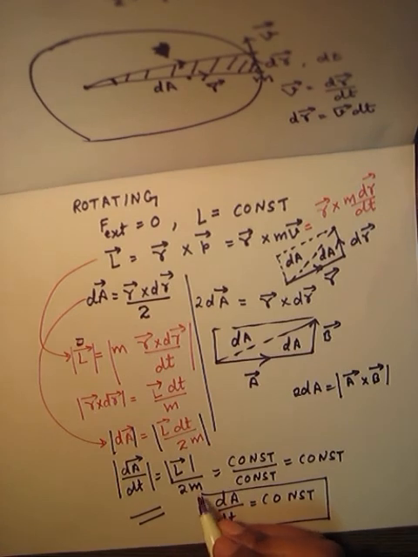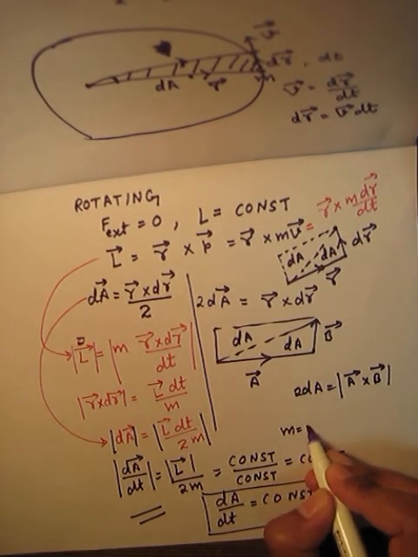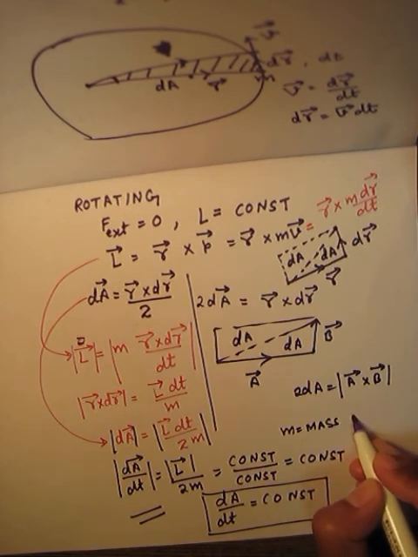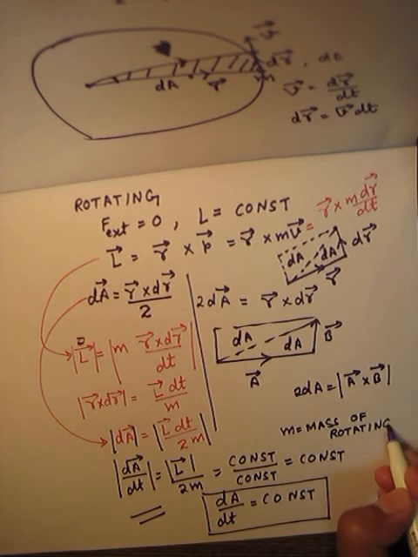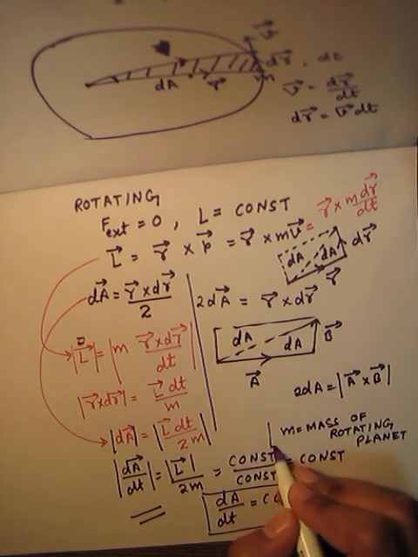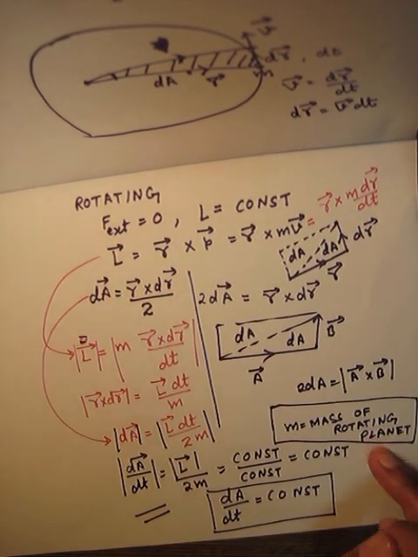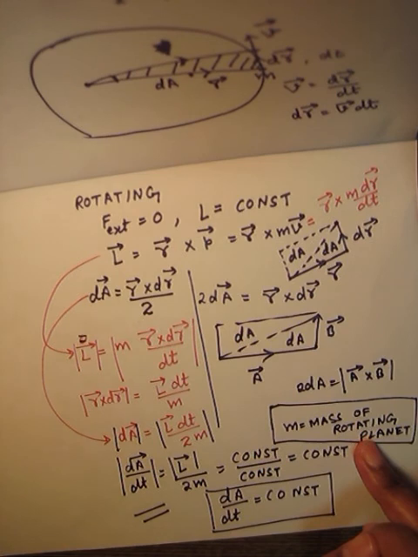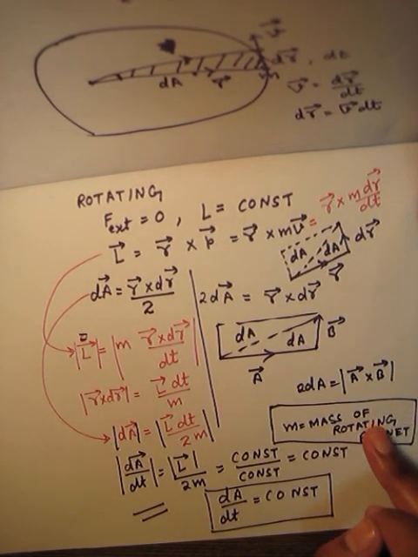But what we have to remember from here is that this m is actually the mass of the rotating object, or rotating planet, whatever it might be. In this case it is Earth, but if the Moon is rotating around Earth, then this will be the mass of the Moon. If Earth is rotating around the Sun, then this will be the mass of Earth, and so on.